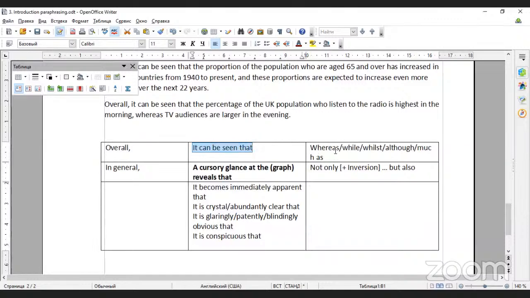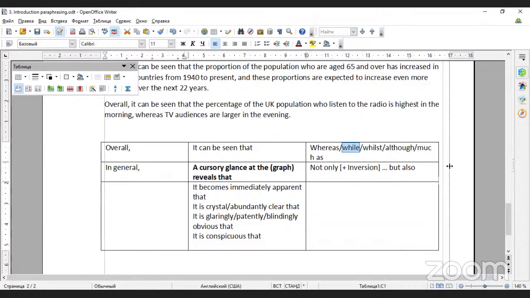So you will say, while something is something, something else is something else. Here it's a good idea to use a clause of concession or a contrast clause with whereas, while, whilst, although, or much as, which is an uncommon conjunction which very few people use. And you'll stand out a little bit from the crowd if you use it.